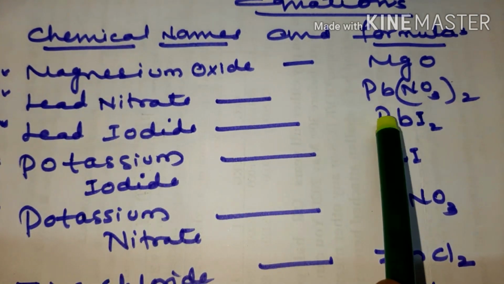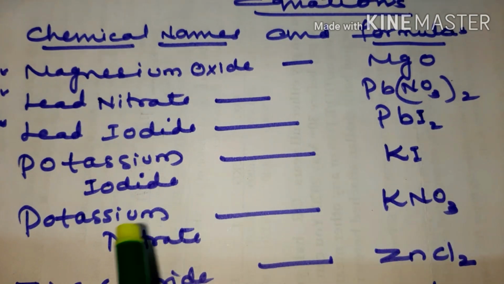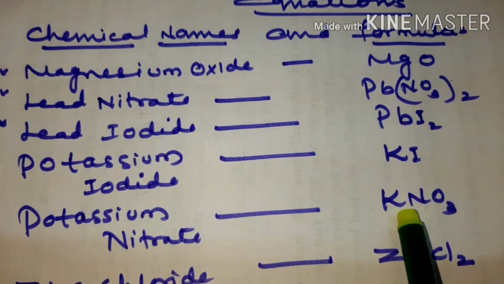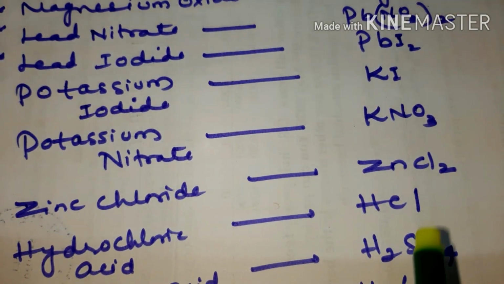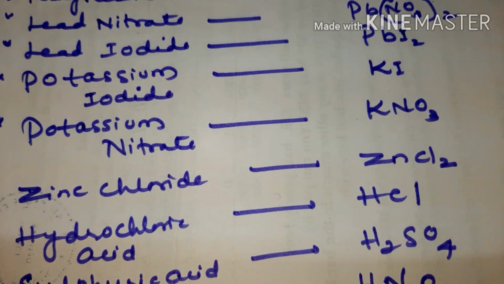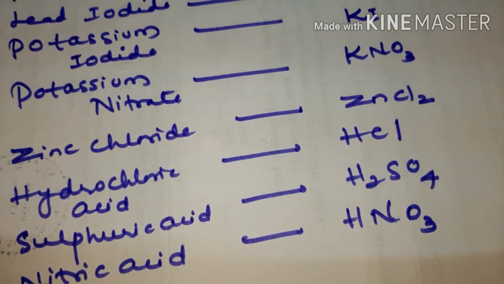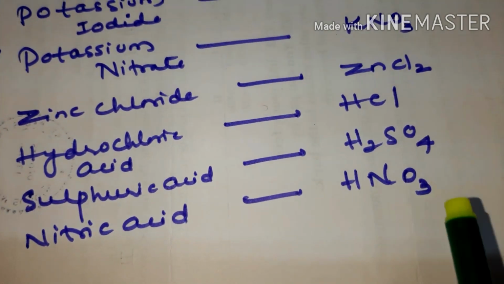Lead iodide is PbI2. Potassium iodide, KI. Potassium nitrate, KNO3. Zinc chloride, ZnCl2. Hydrochloric acid, HCl. Sulfuric acid, H2SO4. Nitric acid, HNO3. Okay, children.